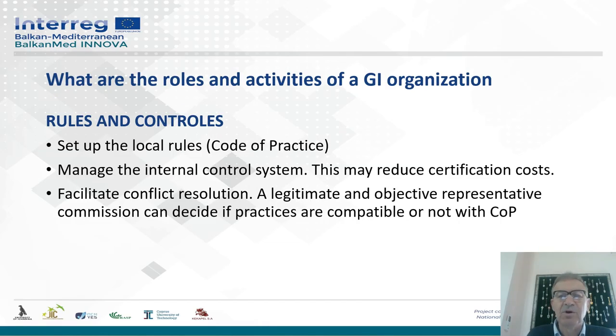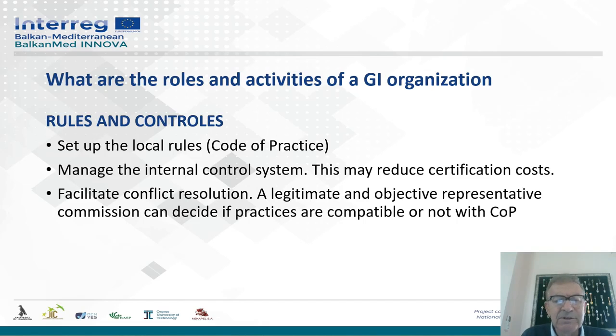Another important role of the GI organization is to establish rules. When we say to establish rules, we mean to draft, approve, and update time after time the code of practice. That is a document that includes all the rules that producers should apply. On the other side, the organization should manage the internal control system. And of course, this may highly reduce the cost of certification. The organization can also collaborate with the external control organization in order to make this control more efficient and also to reduce the cost of certification.